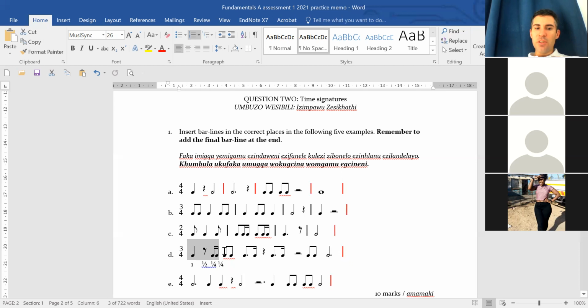Okay. What are these two notes here, Nelisiwe? Are they quavers or crotchets? Crotchets. Are you sure? Quavers. They are quavers, yes. And how much is a quaver worth?